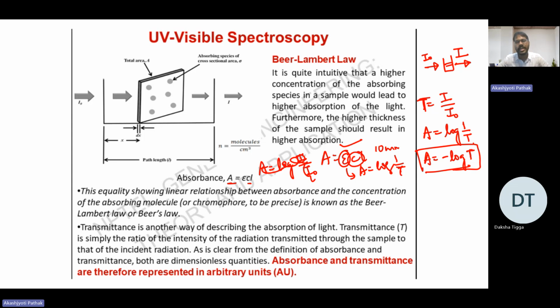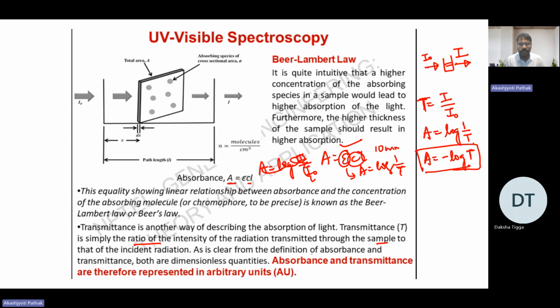So the transmittance and absorbance are somewhat inversely related, but with the negative log. The more the absorbance, the less will be the transmittance, isn't it? So that is why absorbance is minus log of the transmittance. It's simply the ratio of the intensity of radiation transmitted through the sample, that is I, to that of the incident radiation. Incident radiation is I naught.